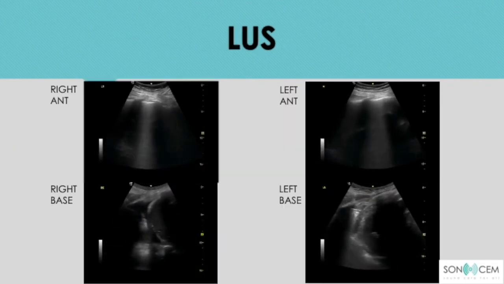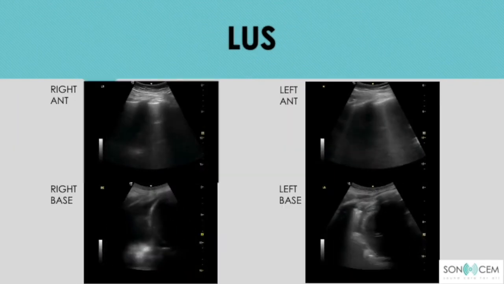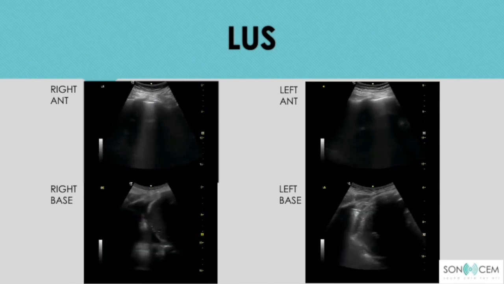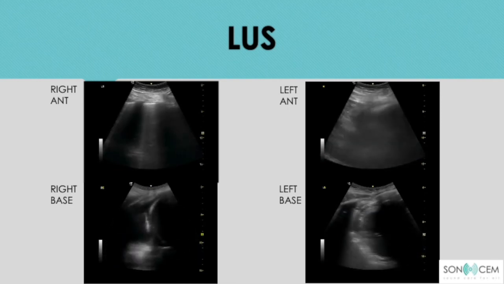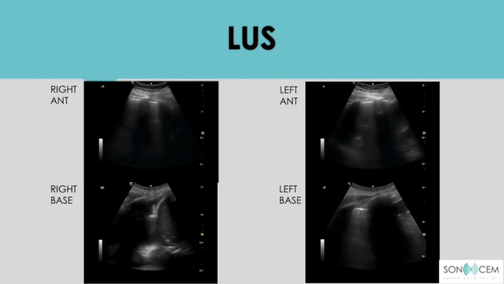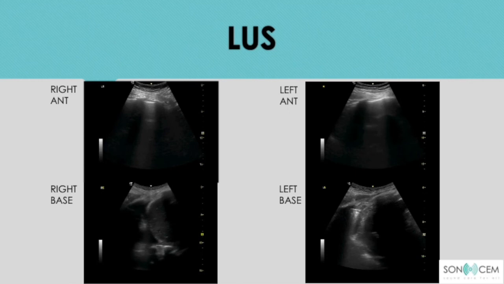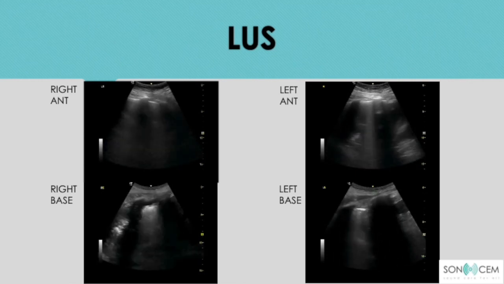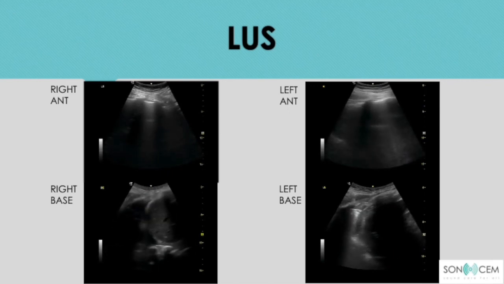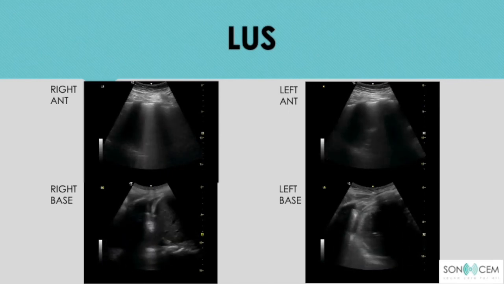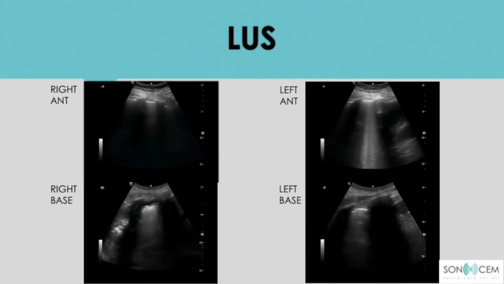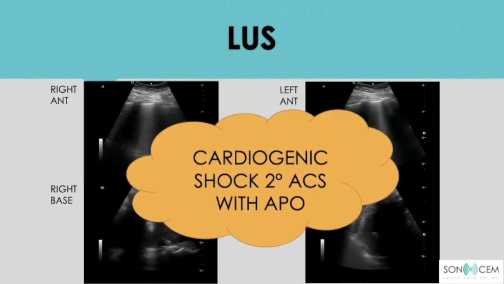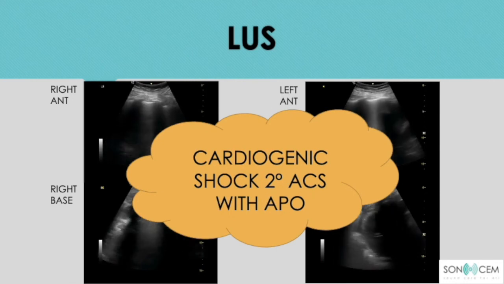This is the lung ultrasound. The right anterior and left anterior show B lines. The bilateral bases have pleural effusion bilaterally. So, came with chest pain, came with SOB, BP low, with the ECG changes, with the PoCUS showing poor contractility, with the lung ultrasound showing B lines and bilateral pleural effusion. What is in your mind? It's a cardiogenic shock secondary to heart failure with APO.